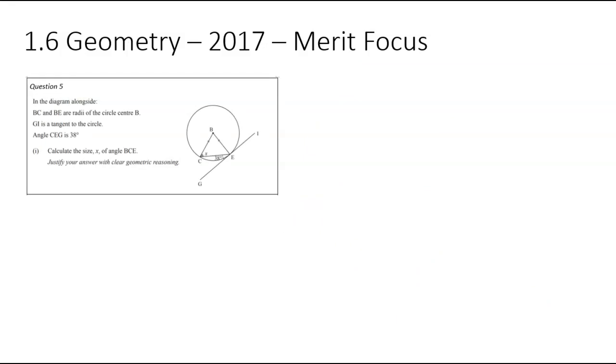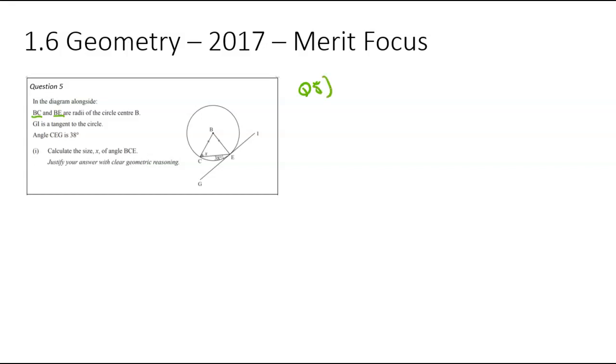Question 5, and this is probably the easiest merit question I've seen. We've got a whole bunch of information. We've been told about BC and BE. They're the radius to the circle. They're those two there. So that tells you that these little dashes, it's an isosceles triangle. I've been told that GI is a tangent. So GI, that's a tangent to the circle. And I've been given CGE. We've been told that's 38 degrees over there. The next step, calculate size x. So let's jump into that.